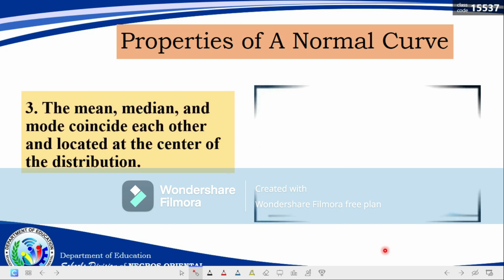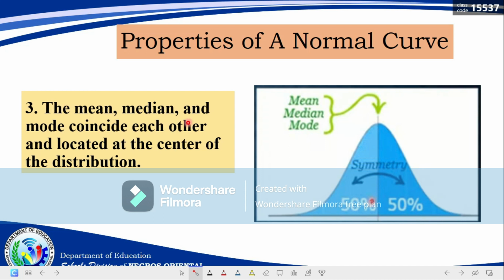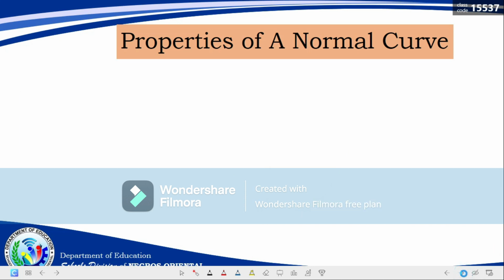And then the third, you have it here. The mean, median, and mode coincide with each other and are located at the center of the distribution. Look at that. Meaning 50% of the distribution is below the mean, and 50% of the distribution is above the mean, or above the median and the mode. Okay, let's continue. Next, properties of a normal curve.